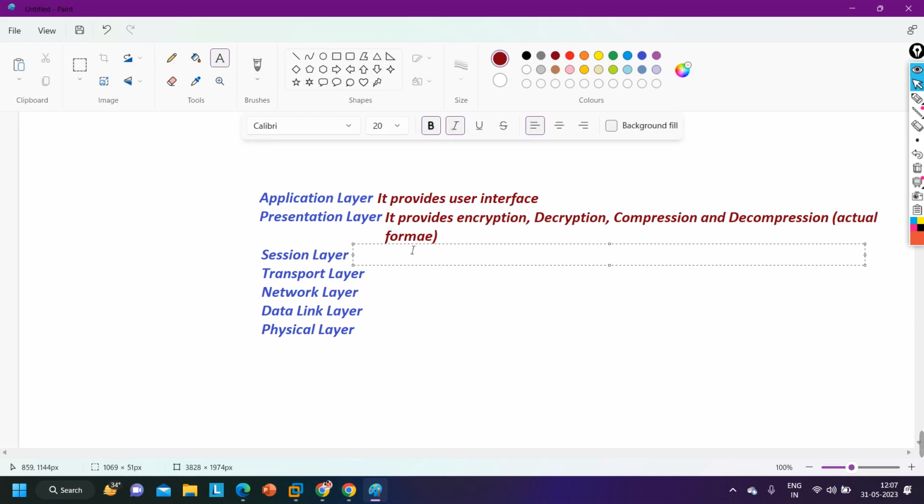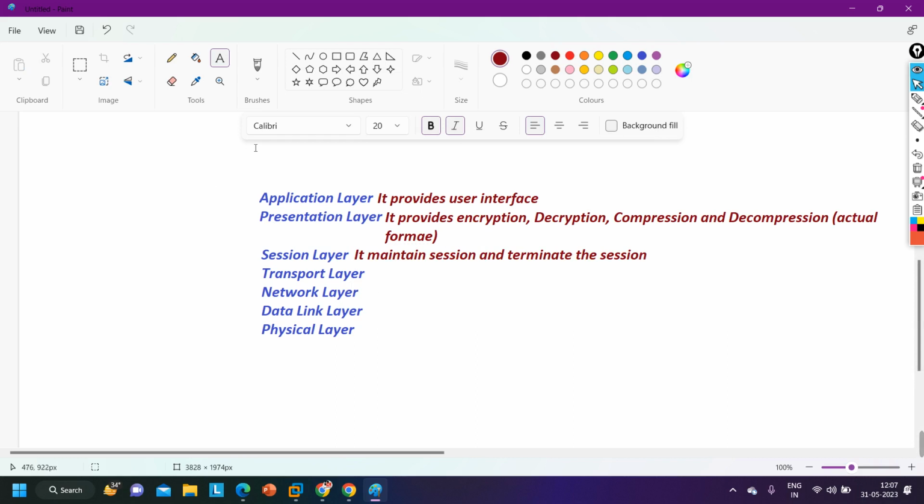Whenever you are sending a request, the session layer will start maintaining a session. So it maintains the session and terminates the session. Done. Now your actual work starts from here, from the presentation layer.